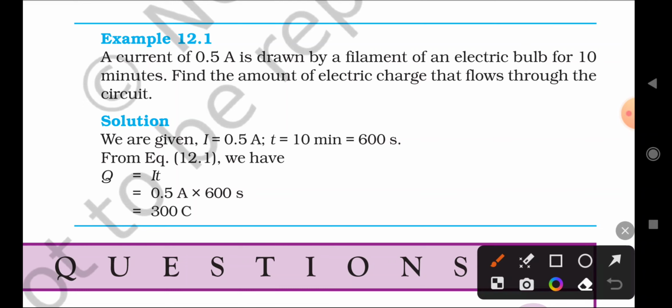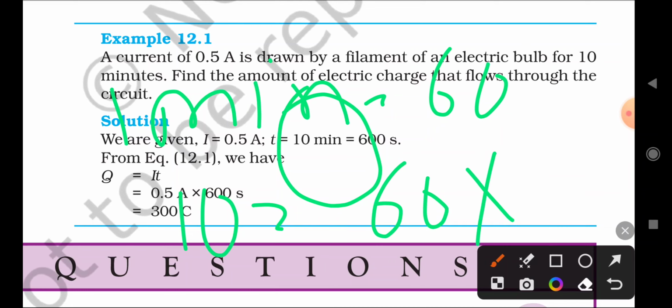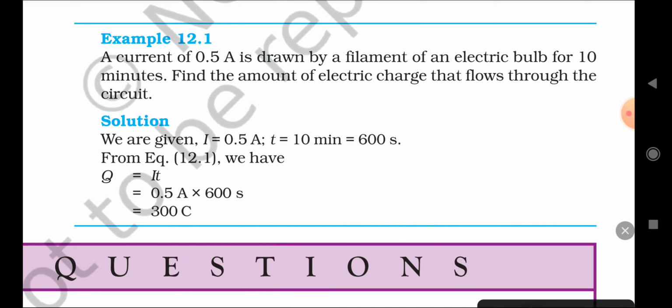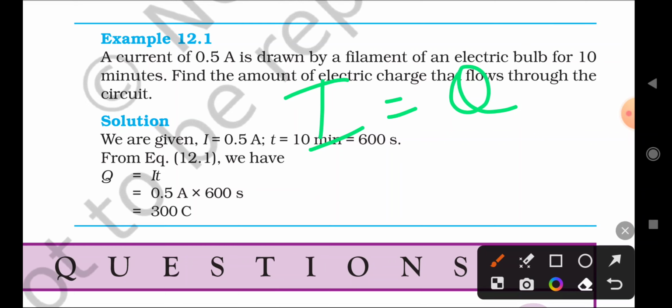Always remember that whenever time is given, it should be converted into seconds. So 1 minute is equal to 60 seconds, and with 10 minutes, we multiply 60 into 10, which is 600 seconds. We also know the formula of current: I is equal to Q by T.